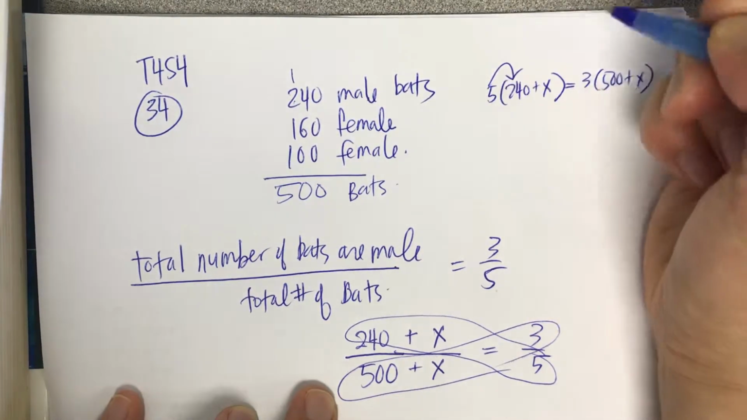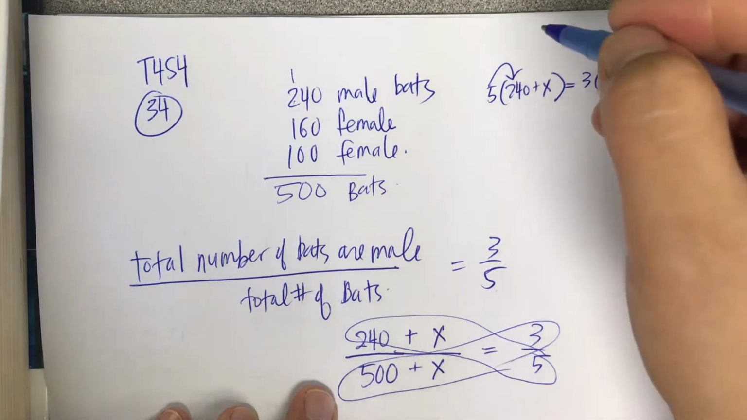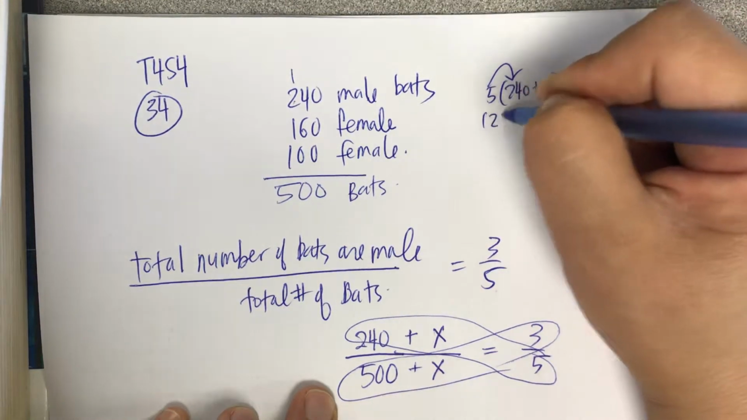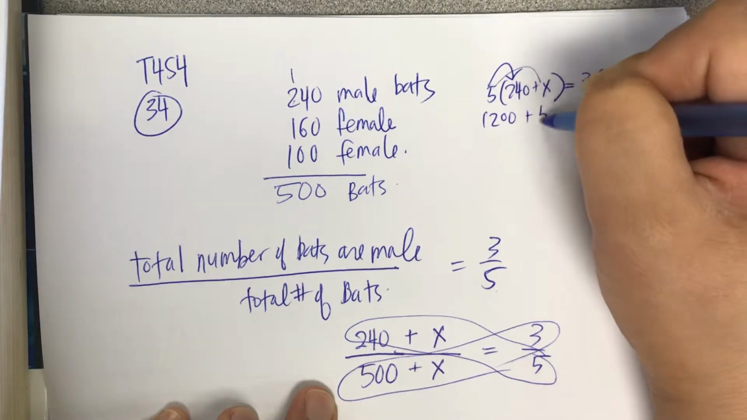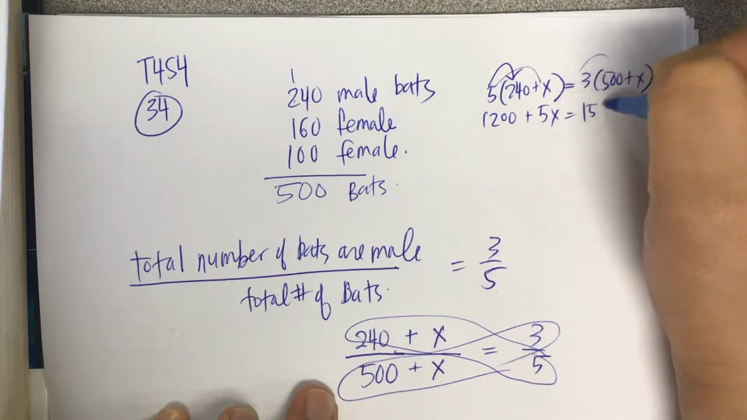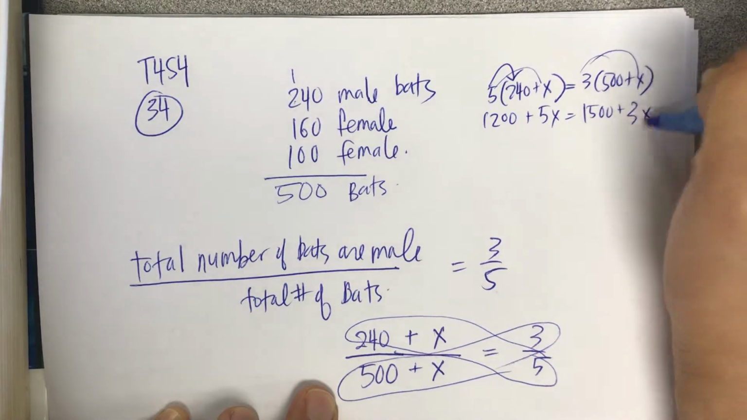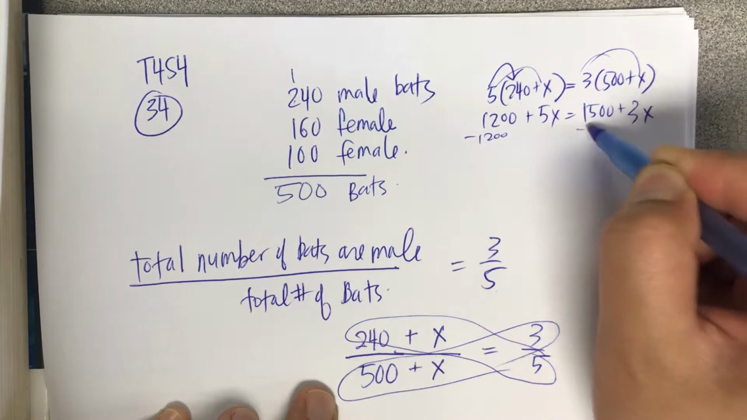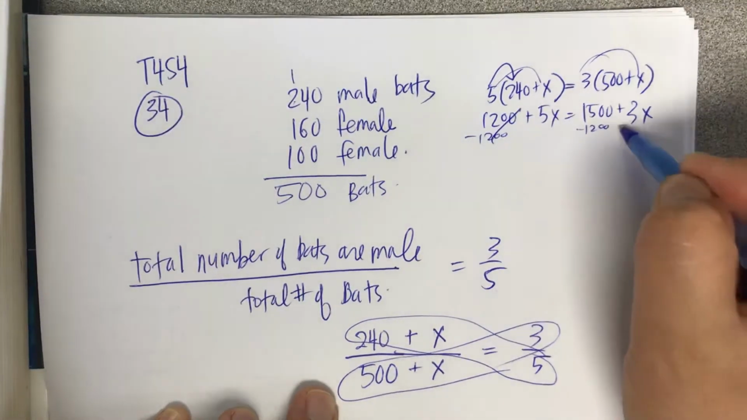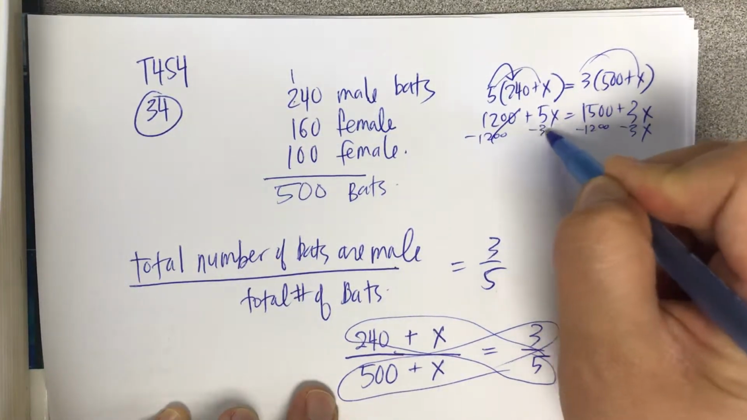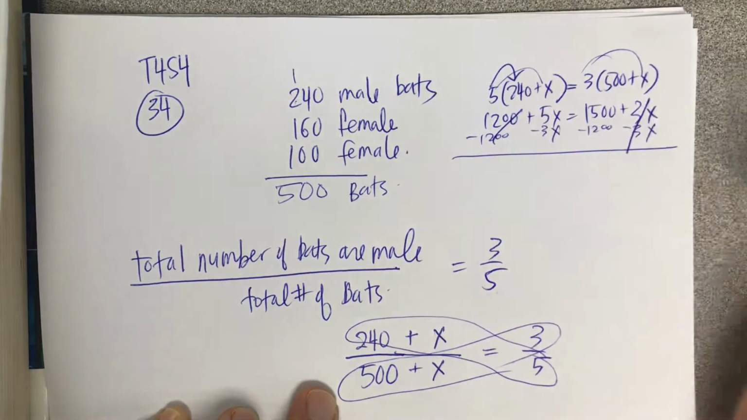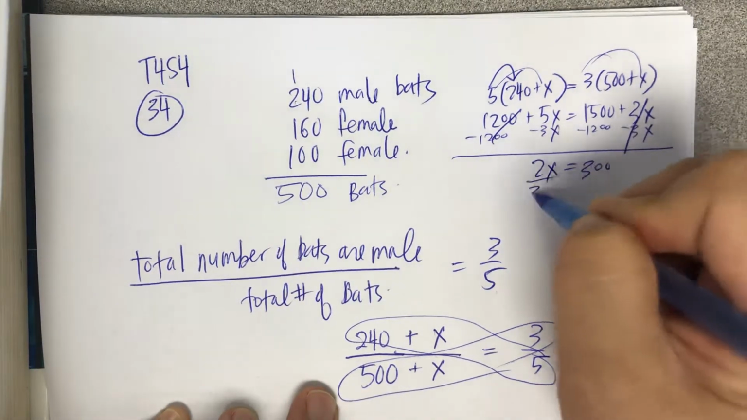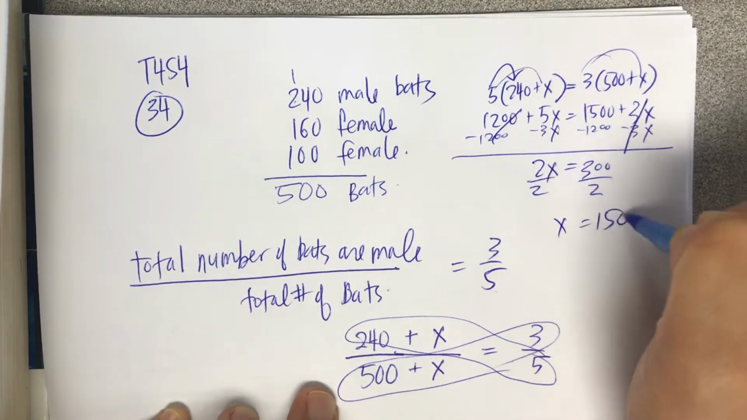If I do that, 240 times 5 is 1,200, and then plus 5X. And this is going to be 1,500, and that plus 3X. I'm just distributing. And then from here, I'm going to take out 1,200 and bring it over here. And then I'm going to take out the negative 3X there and negative 3X there. So I cross that out. So I'm going to get 2X equals 300. Divide out the 2, divide out the 2, X will equal 150.